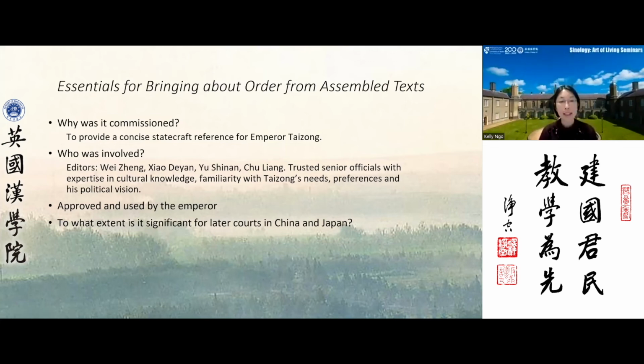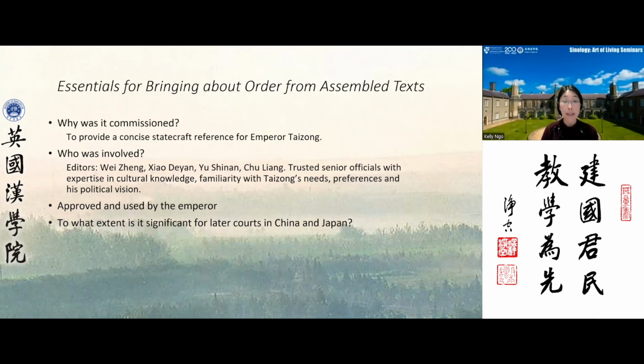Now, as for the extent to which it was significant for later courts in China and Japan, well, we know from historical records that beyond the Jingguan reign period, beyond Taizong's government, the Essentials was known to and read by some emperors of the later Tang dynasty, as well as during the 19th century of the Qing dynasty, the final period of imperial government in China. In between, there were several centuries where the text was actually lost. But interestingly, the Essentials has enjoyed relatively uninterrupted transmission in Japan, where it's been studied by generations of the ruling elite, from the emperors to the shogunates, over some 800 years since the 8th century.